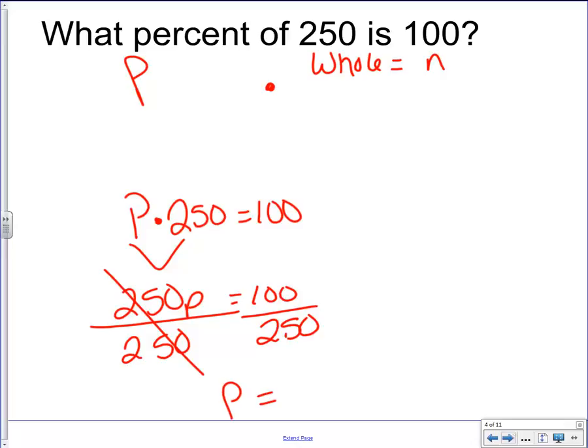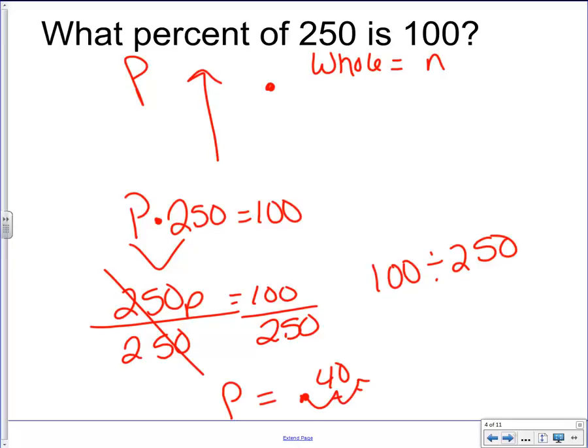The equal sign comes down, and I type into my calculator 100 divided by 250. When I do that, I find 0.40 or 40 hundredths. All right, so for me to find my percent answer, remember I've got to move my decimal place 2 places, and I find this to be 40%.